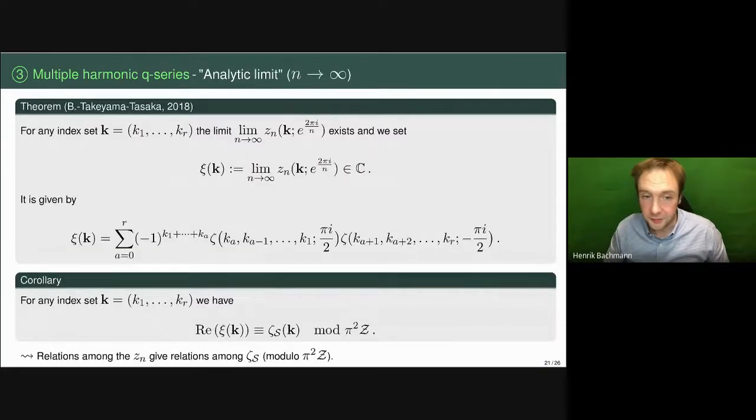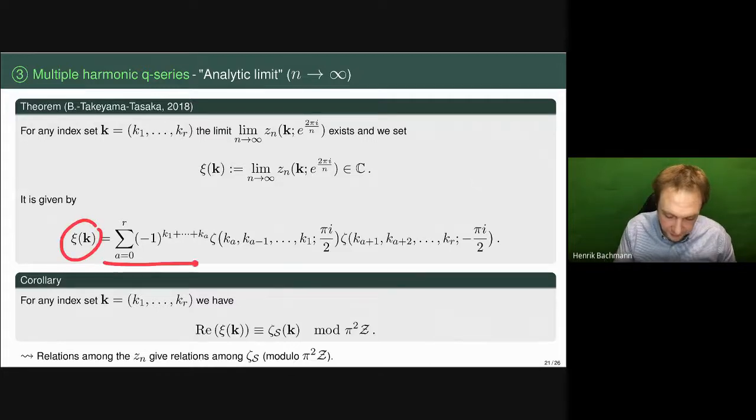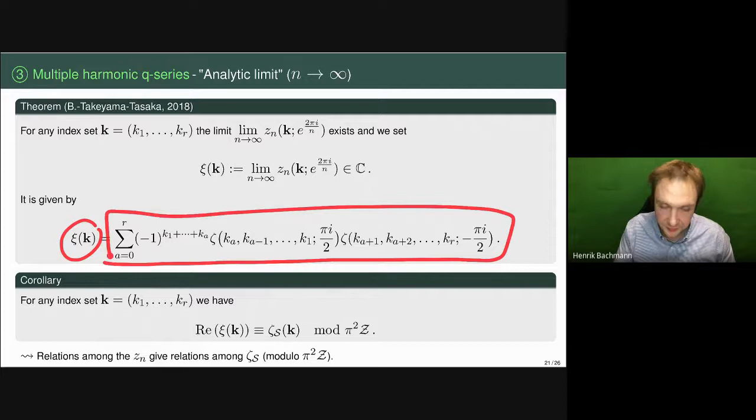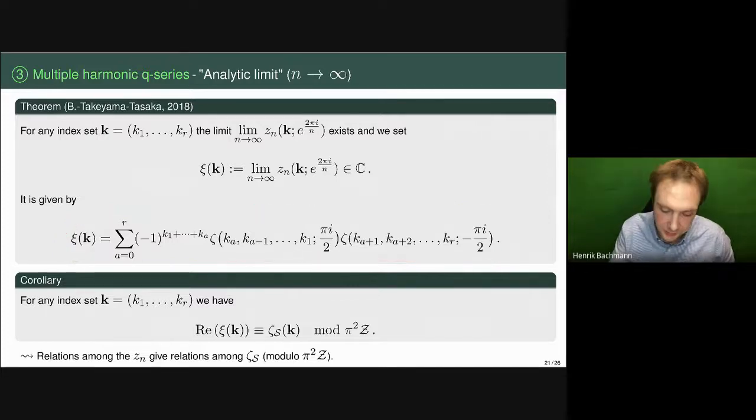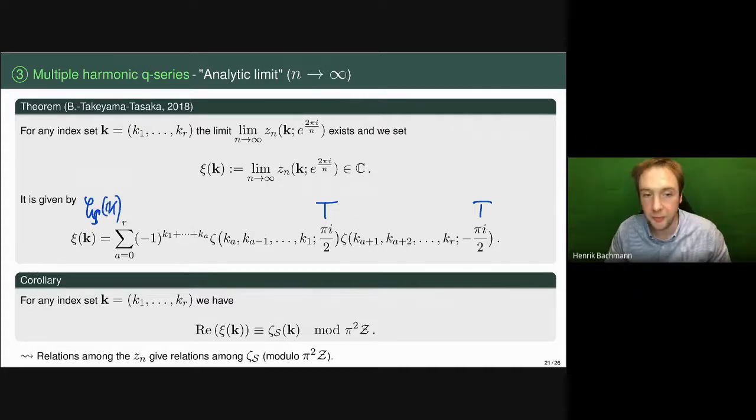So this is the first statement, namely if we take this q series, and for the q, we plug in e to the 2 pi i divided by n, then the limit n goes to infinity exists, and we denote it by this psi. And surprisingly, this psi can be written down like this here. And this should look familiar, because if I replace these two entries here by t, then this was exactly the definition of symmetric multiple zeta values.